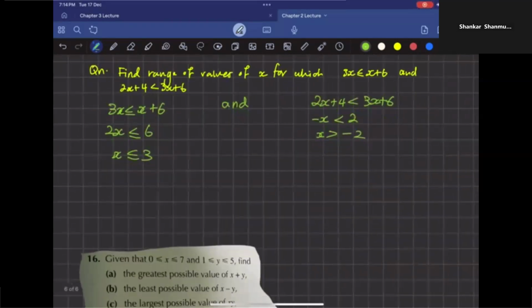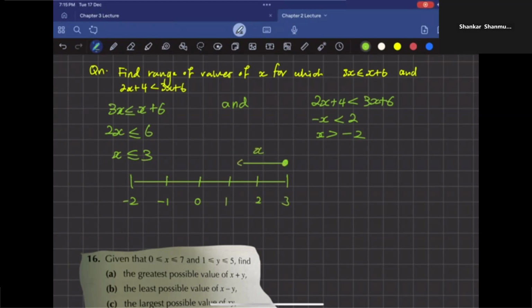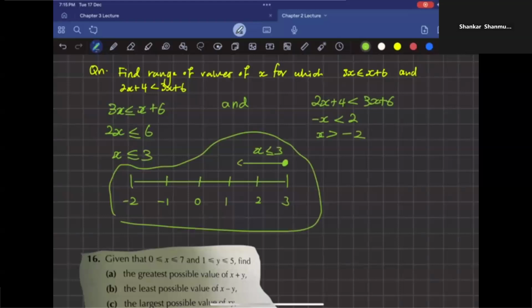Okay. So once you have these two equations, the next step is just to draw the number line. This is if the question asks for a number line. If not, you can just straight away write the answer. So you start off with minus 2, minus 1, 0, 1, 2, 3. So x is less than or equal to 3. Okay, sorry, let me draw it properly.